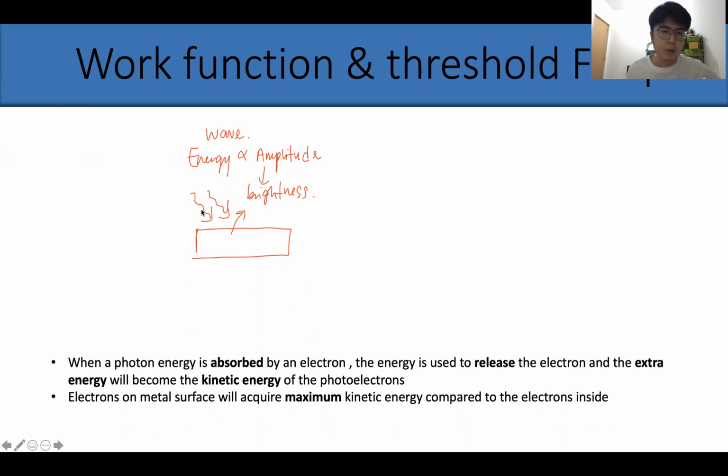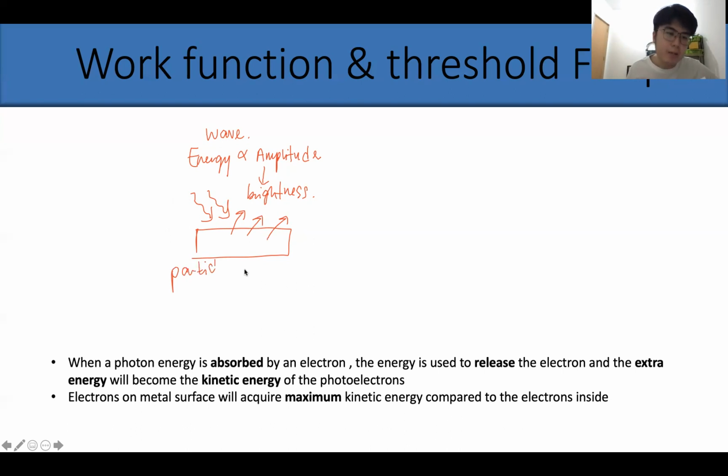No matter how you increase the brightness, if you're using a low frequency light, for example visible light or infrared, the electron still cannot come out. But if you increase the frequency, then you start to see the electrons jump out of the metal. So they concluded that there is a minimum frequency needed to emit the electrons, and they formed another theory, the particle theory.